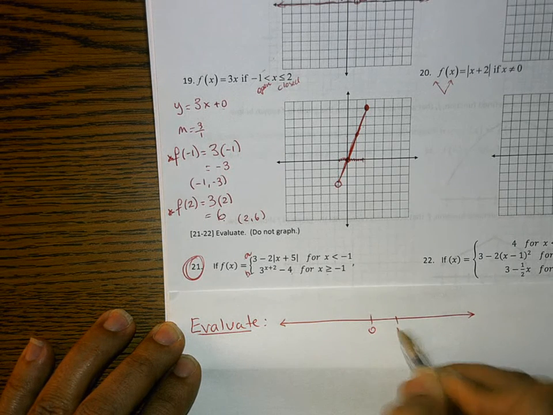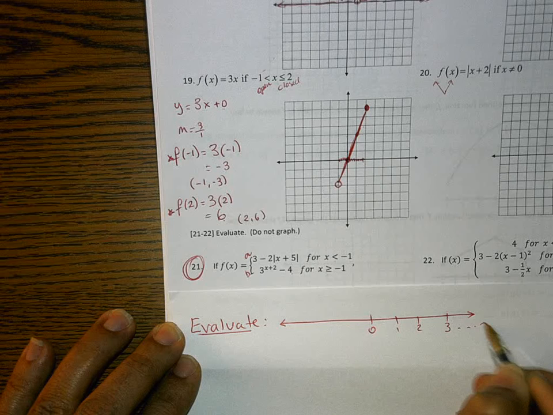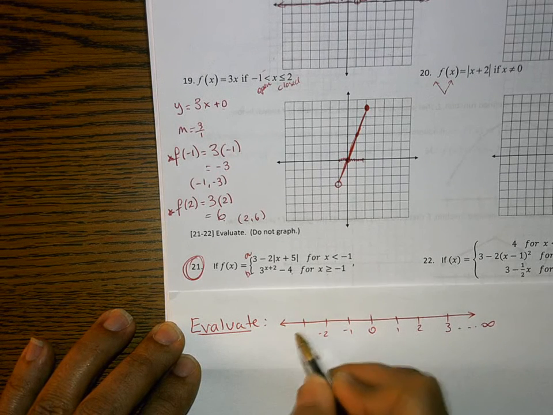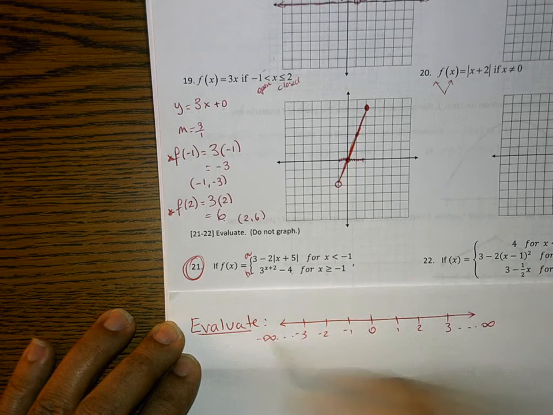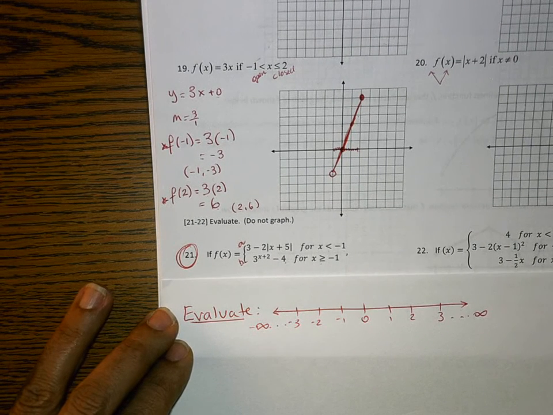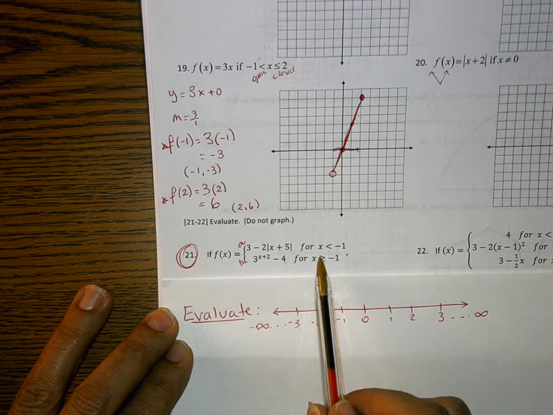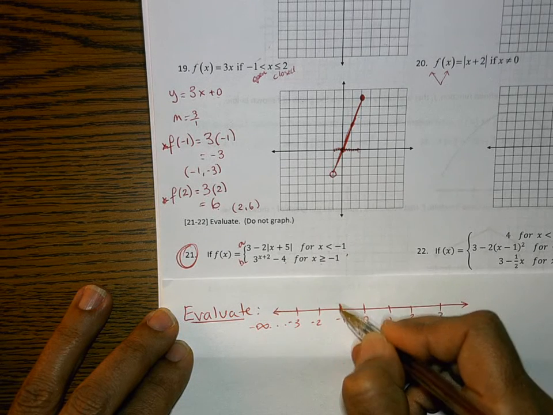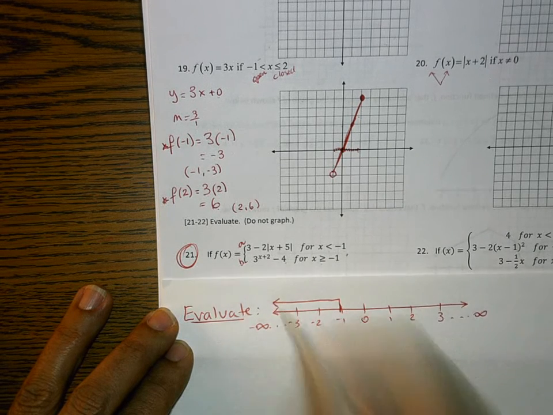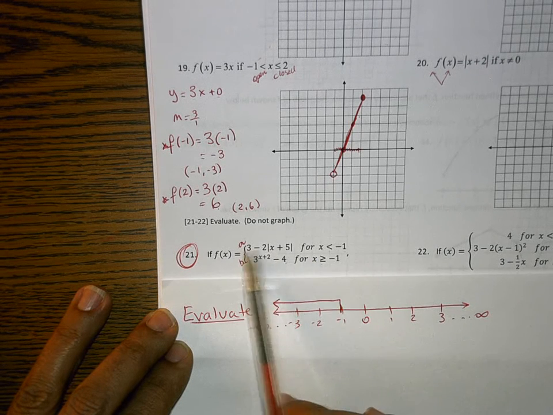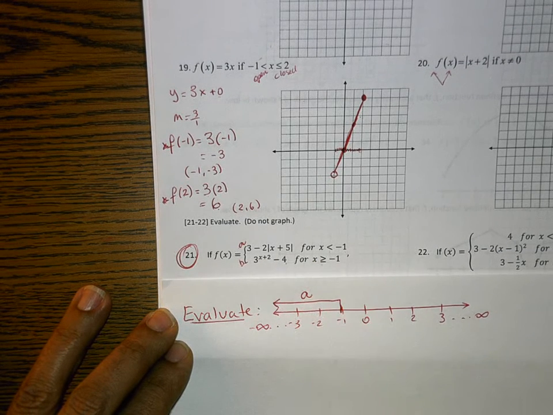Here's 0, 1, 2, and 3, all the way to positive infinity, and then -1, -2, -3, all the way to negative infinity. So I have this number line, and I like to organize my thoughts here. If I am picking any x value that is less than -1, anything in this direction, I am going to use function a, the top function.